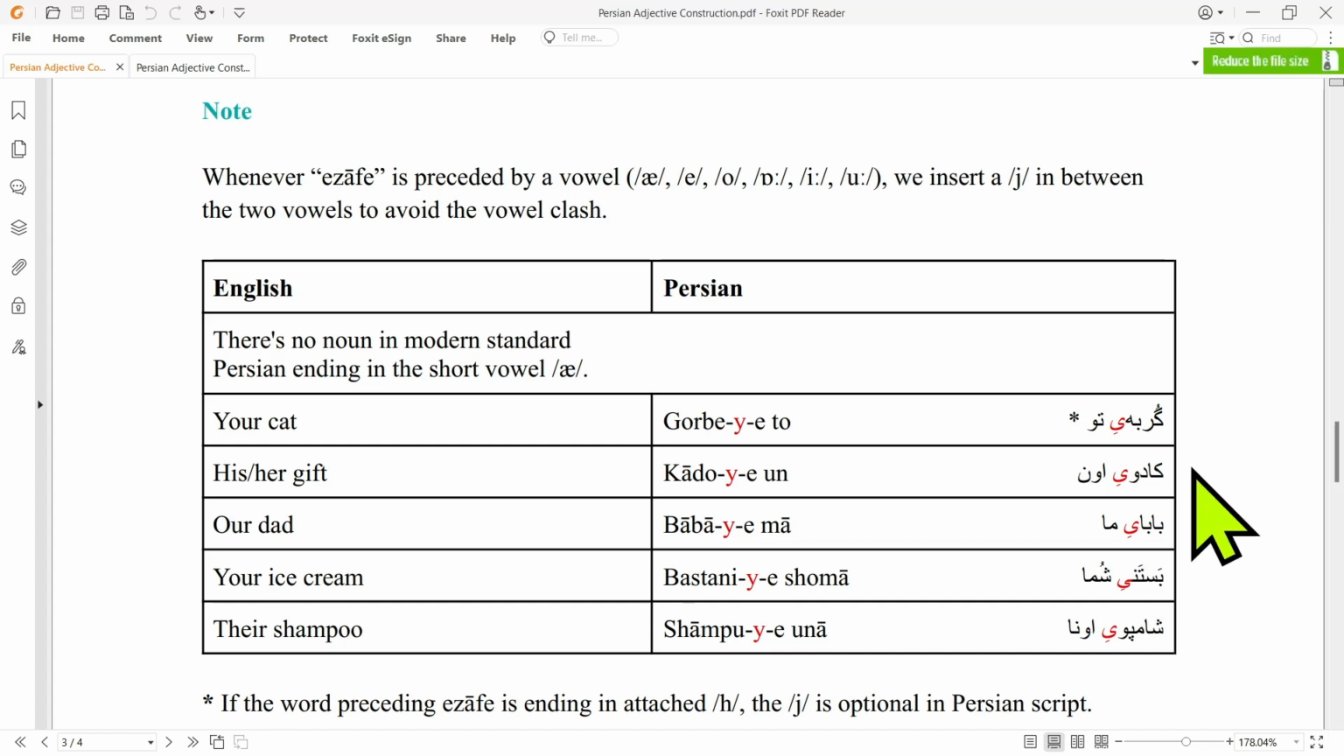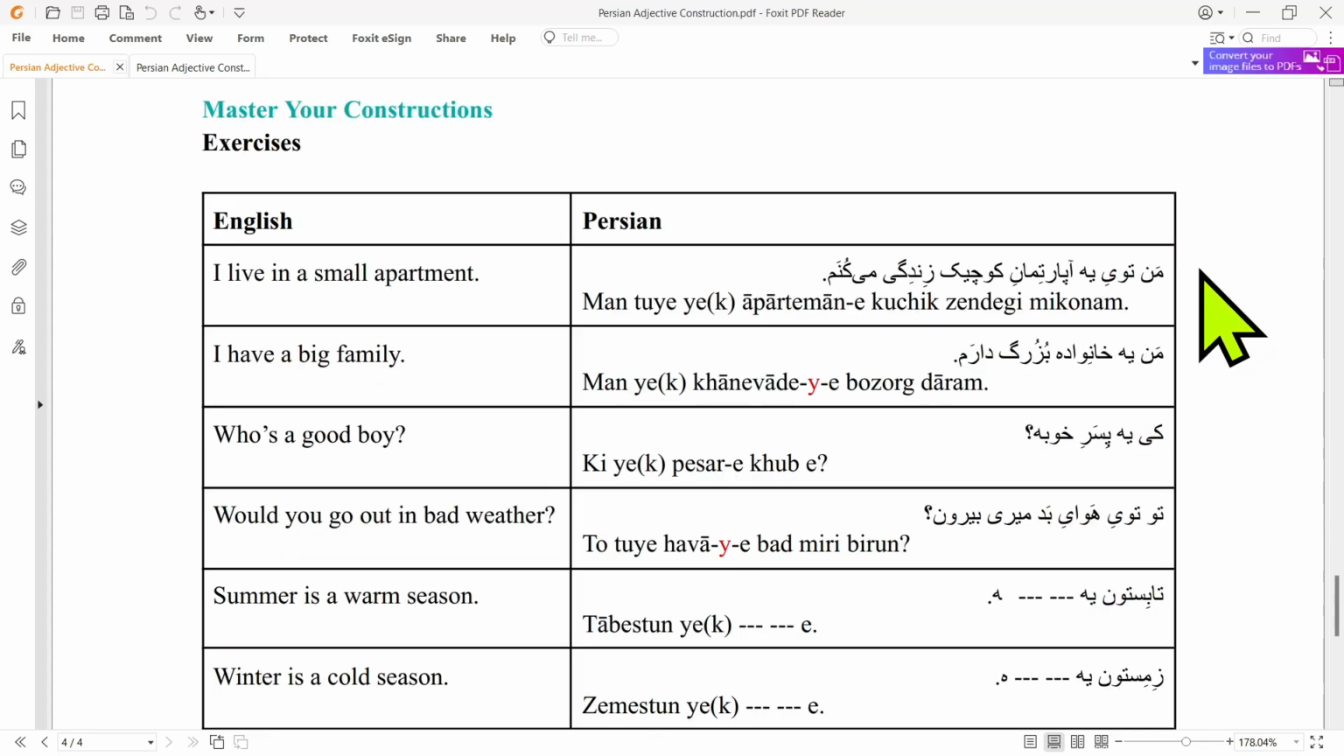Similarly, his or her gift would be کادوی اون. Our dad would be بابای ما. Your ice cream would be بستنی شما. And their shampoo would be شامپوی اونا. Now let's put our adjective phrases within sentences.